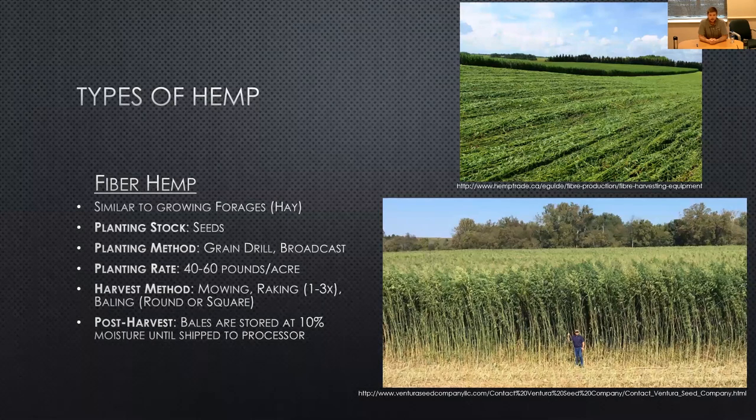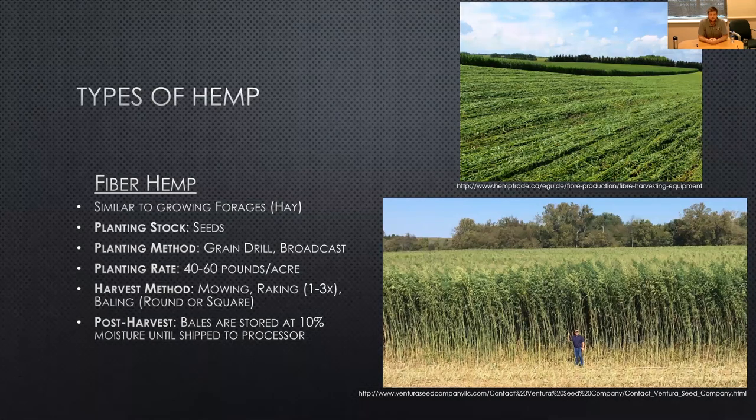Raking will occur after several days of bleaching once it's been mowed. This raking event will happen 1 to 3 times, just depending on how the environment is, how the retting process is happening. Usually the retting process will occur over a period of 2 to 4 weeks. So it's a very long drawn out period of time.